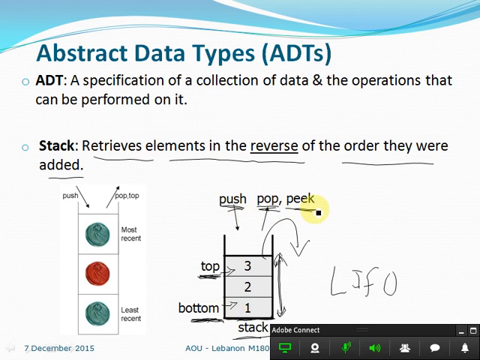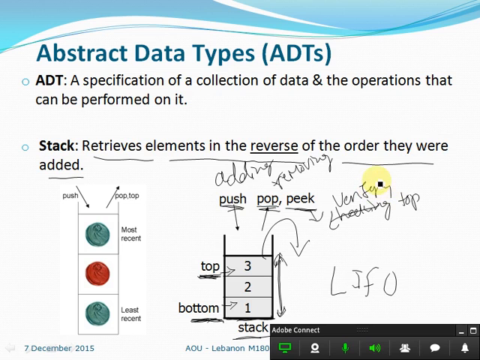Push means adding an element to the stack. Pop means removing the element from the stack. And peek means verifying the top element without removing it. Whereas pop will remove the element from the top, and push will add the element to the stack from the top.